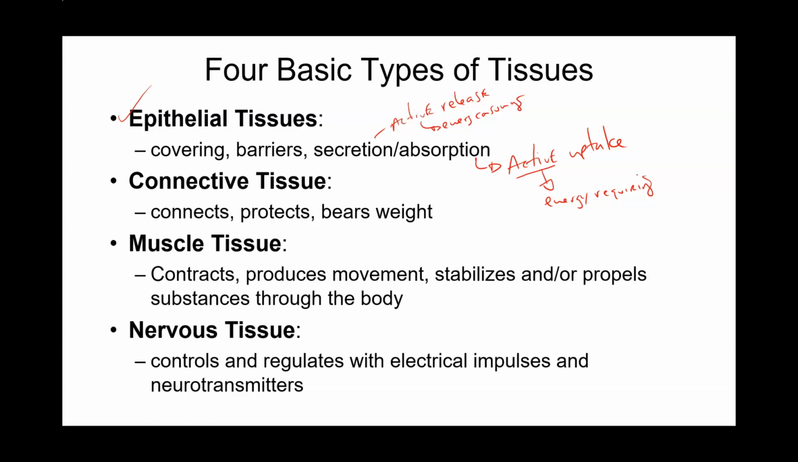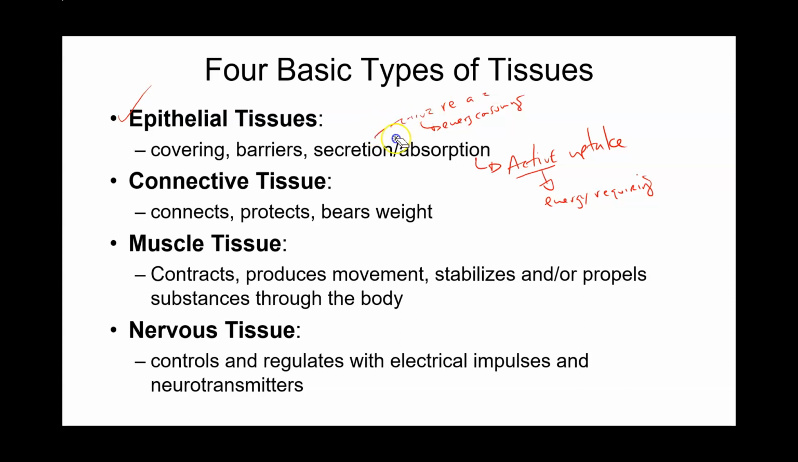There's also connective tissues, which is a diverse group of tissues. They connect, they protect, they bear weight. Muscle tissue simply contracts, and by contracting produces movements or stabilizes joints or propels materials through your body. And then there's nervous tissue, which controls and regulates with electrical impulses and neurotransmitters.